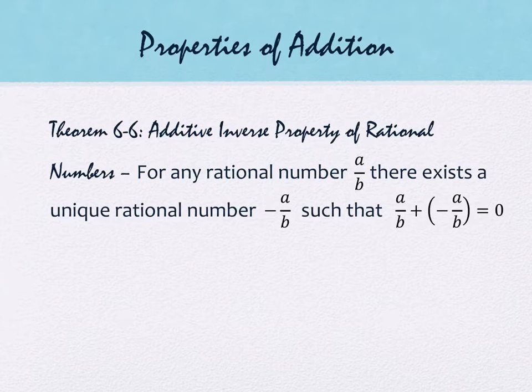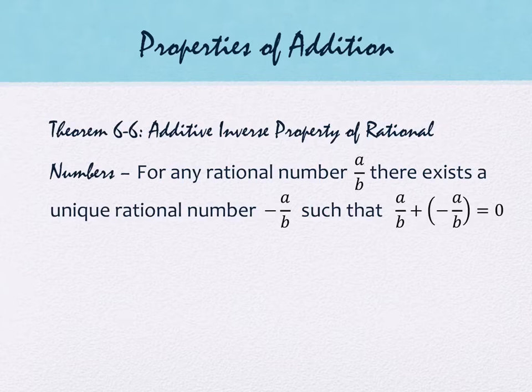Some properties of addition. One of the properties of addition that comes about with integers is the inverse property. So this is the additive inverse property specifically of rational numbers. For any rational number a over b, there exists a unique rational number negative a over b, such that when you take a over b plus negative a over b, you get back 0. So every number has an additive inverse.